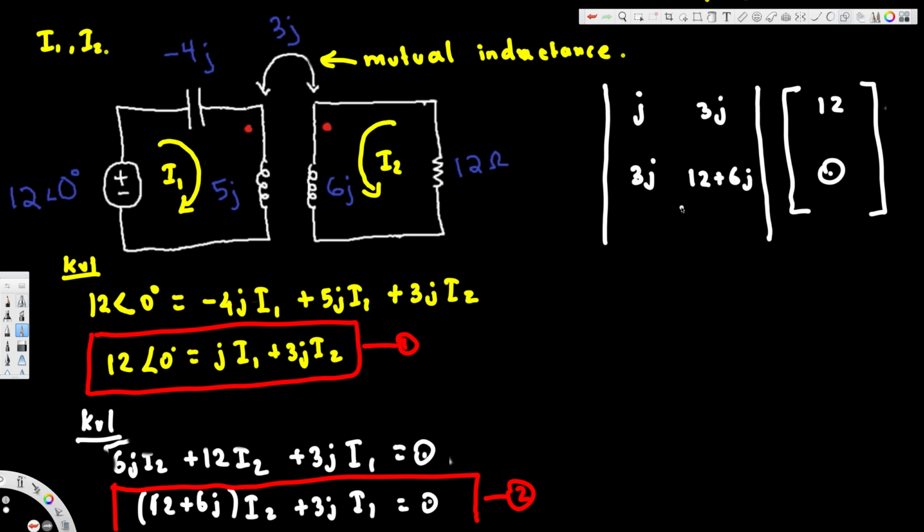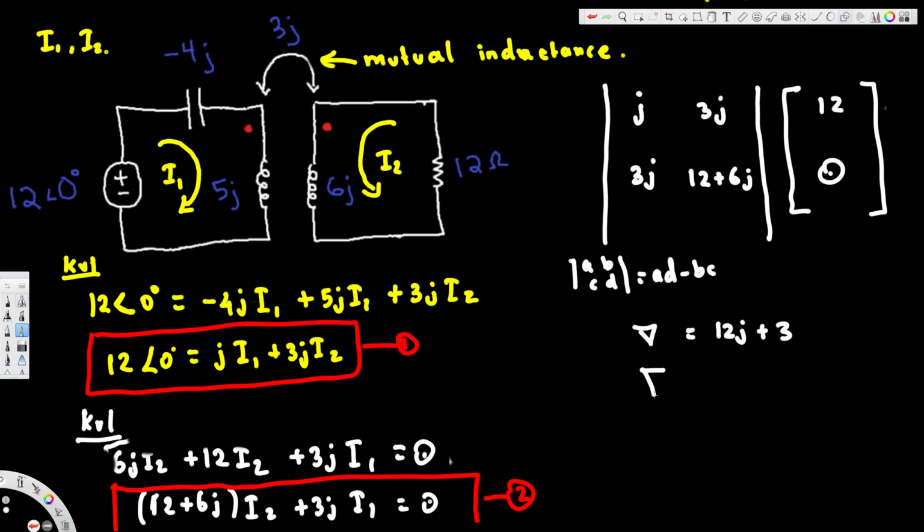Now we have to solve for I1 and I2 using the determinant. If you remember, first we have to find the determinant of this matrix. Since we have a 2 by 2 matrix, if it's A, B, C, D, you have to do AD minus BC. That's going to give us the determinant, and if you calculate it, let's call this one del. Del is equal to 12j plus 3. Okay, now this is the determinant for this one.